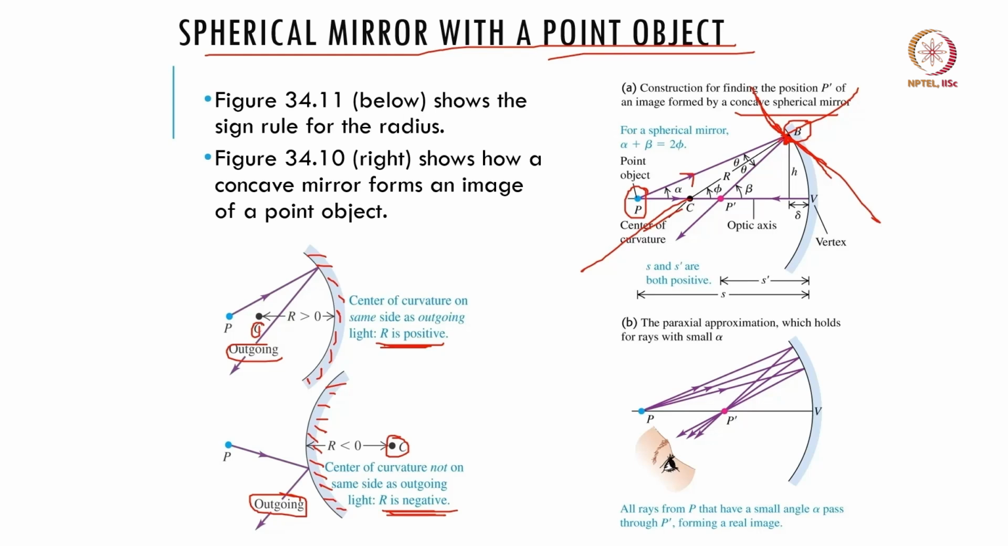Thus we get a reflected beam from point B which intersects the optical axis at point P dash. This is the point where the image of the object P will be formed. Interestingly, as we can see, unlike before, the reflected ray is actually passing through the image. Thus, this image is a real image and it can be captured on a screen. Now, let's see the geometrical aspects of this reflection.